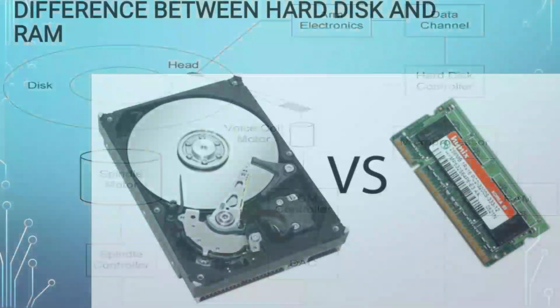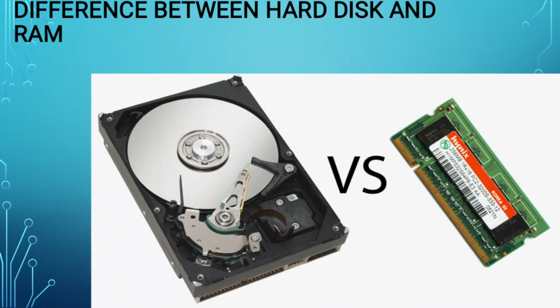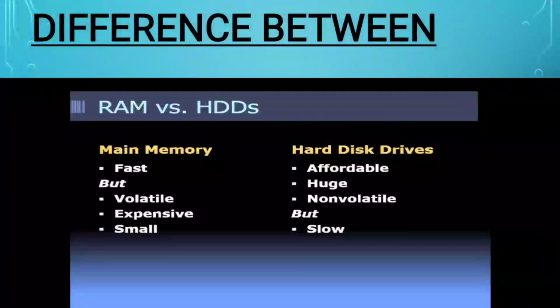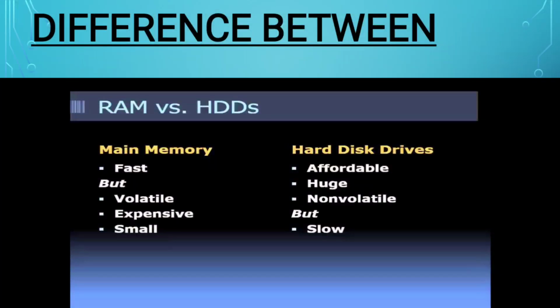Let's discuss the difference between hard disk and RAM, as both are storage devices. RAM. It is the main memory. It is fast but volatile. It is expensive. It is small. Hard disk drive. It is affordable. It is huge. It is non-volatile but slow.